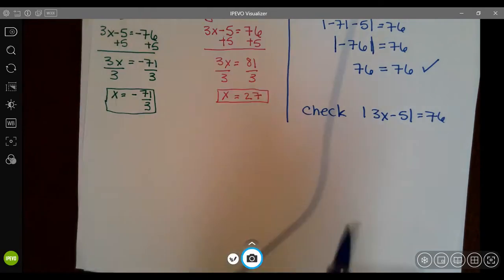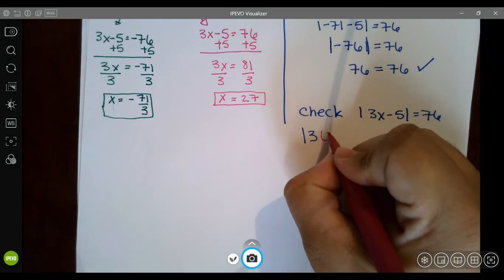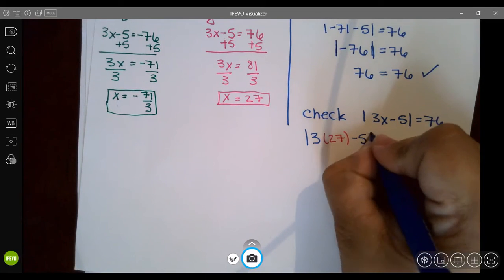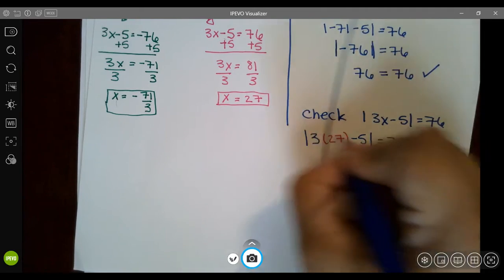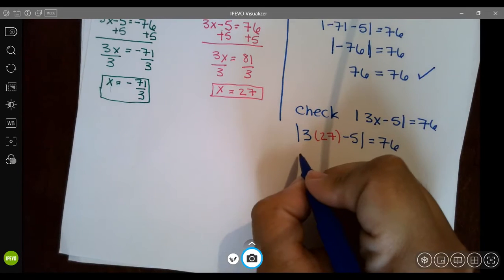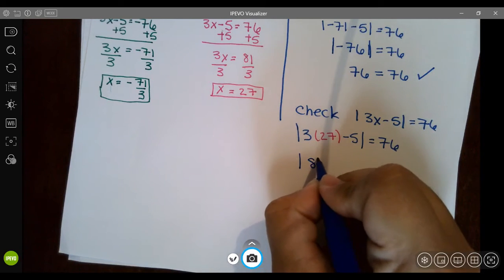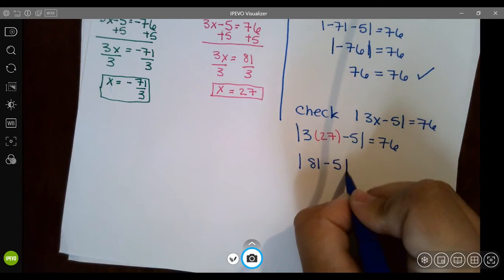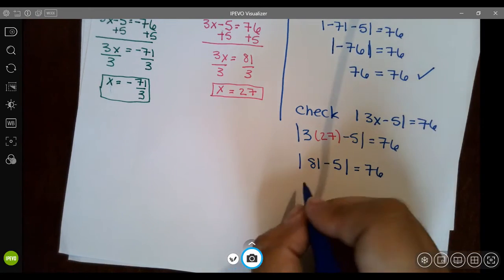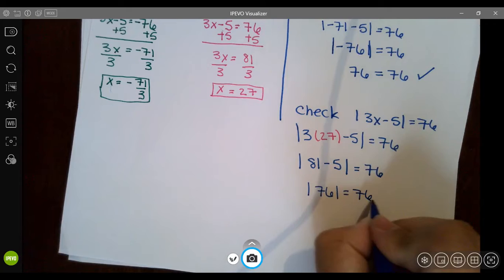Okay, so now I have absolute value of 3, and instead of writing that x, I'm going to write down 27. And continue everything minus 5 equals 76. Okay, so I'm going to do the same thing. I am going to multiply 3 and 27, which will give me 81 minus 5 equals 76. And when I subtract 81 minus 5, I'm going to get 76 equals 76.